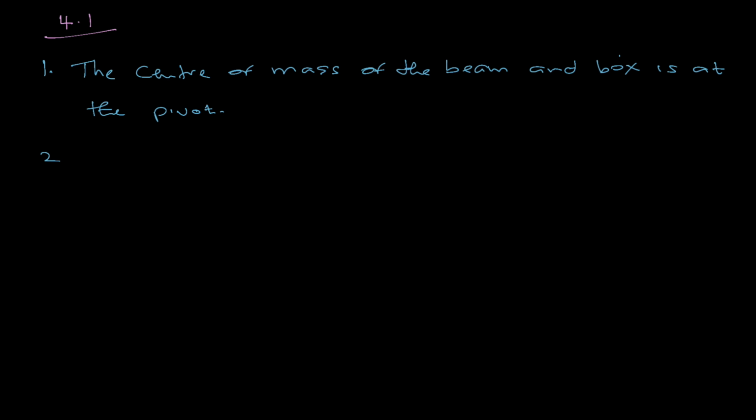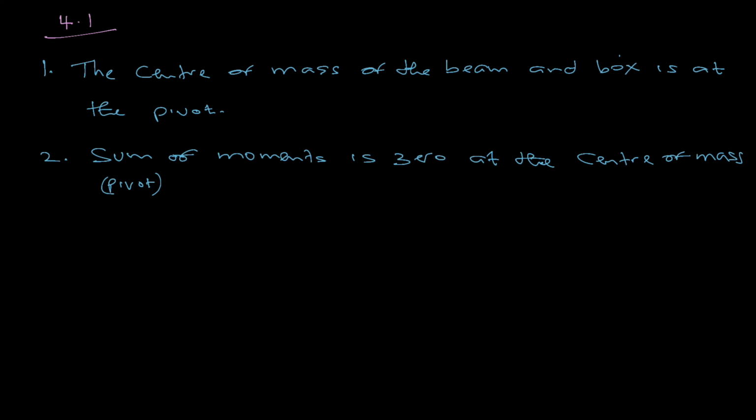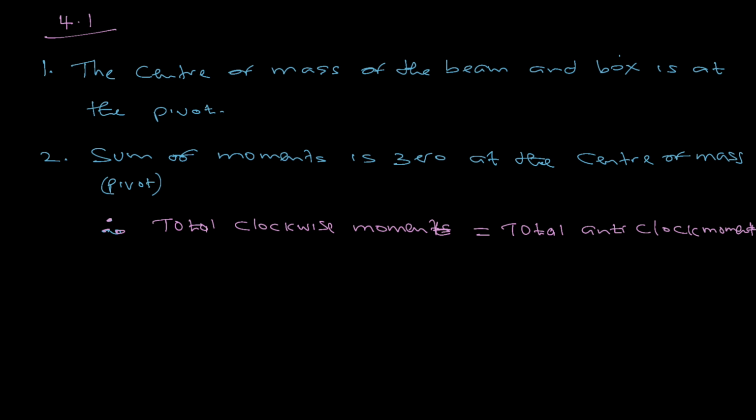Point number 2, we say that the sum of moments is 0 at the center of mass, which is the pivot. So therefore, we can say that the total clockwise moment, which is the weight of the box, must be equal to the total anti-clockwise moment, which is the weight of the beam.